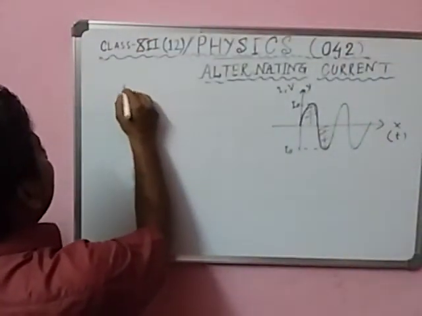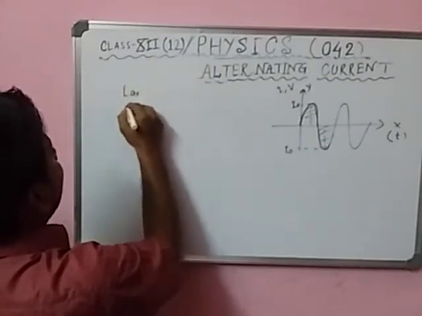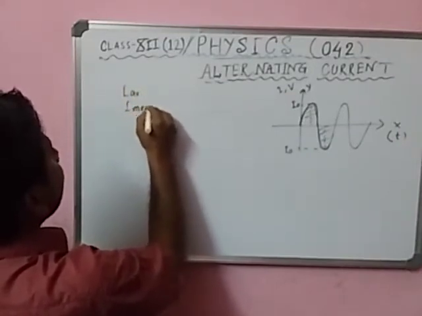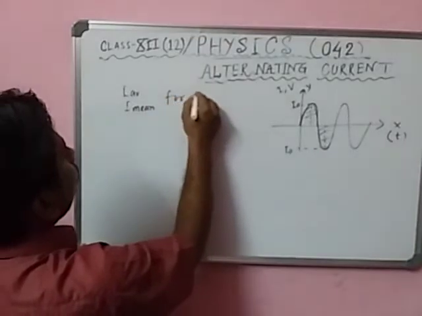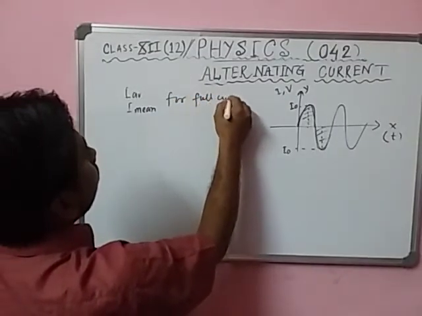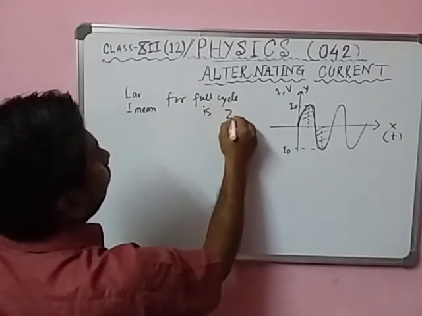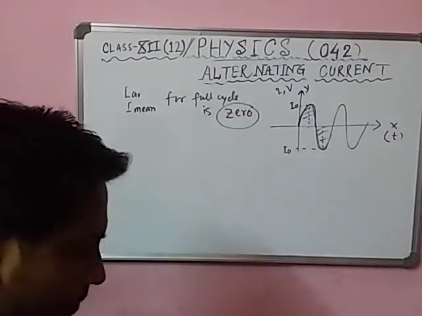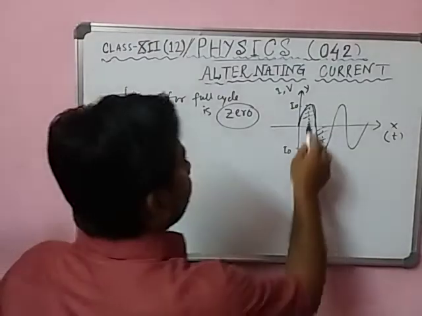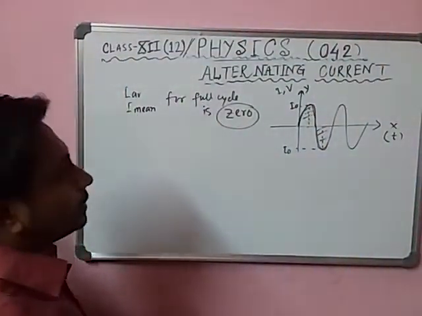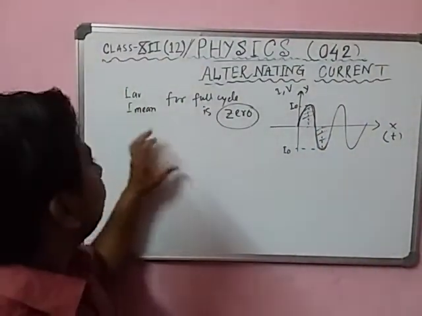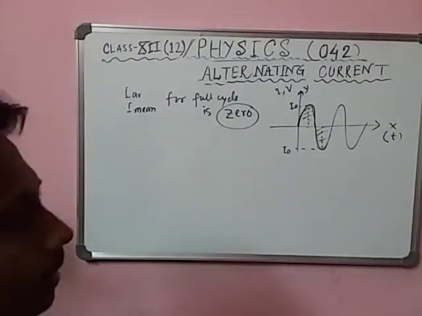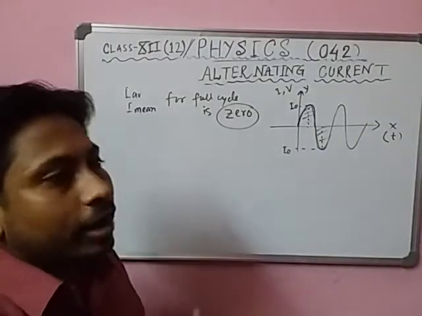So I average or I mean for a full cycle is how much? 0. Why 0? Because this is the half portion, you can cancel. So we cannot find the mean value over a full cycle. But we can calculate it for a half cycle.